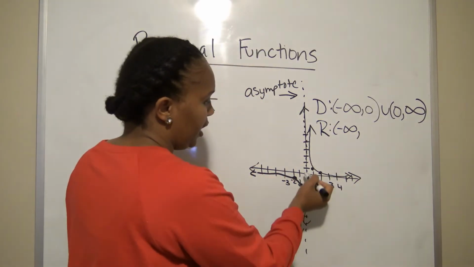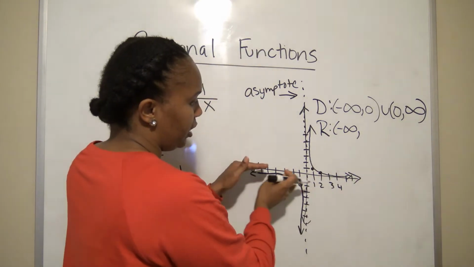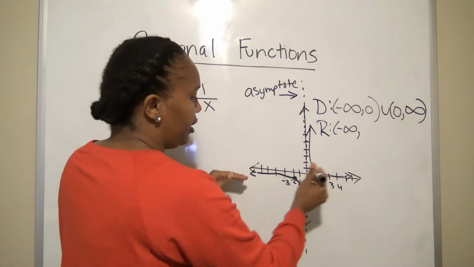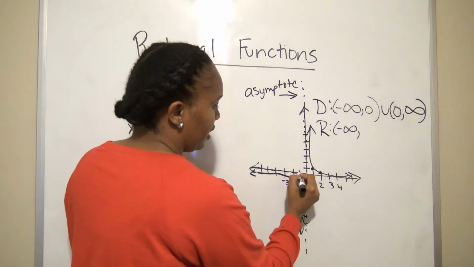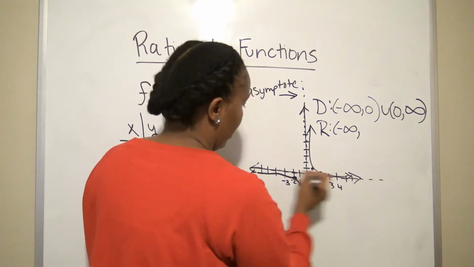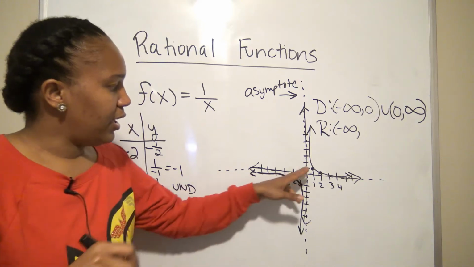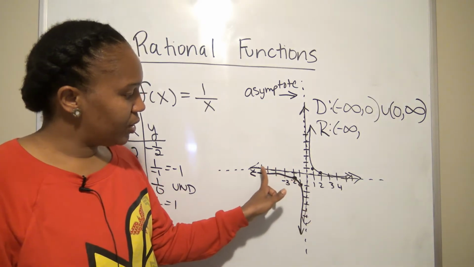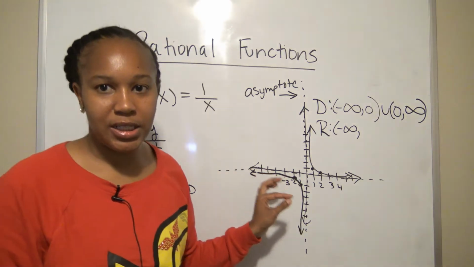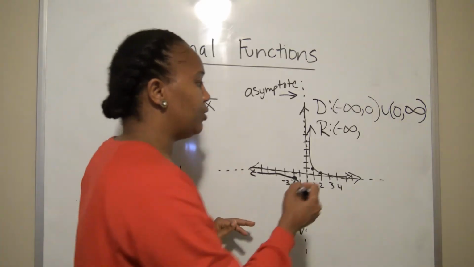And then it comes here and it stops here. You notice that there's another asymptote here. We didn't talk about it at first, but I'm making a dashed line here. There's another asymptote here because the graph gets really close to that line, but it doesn't touch it. So it goes to 0.